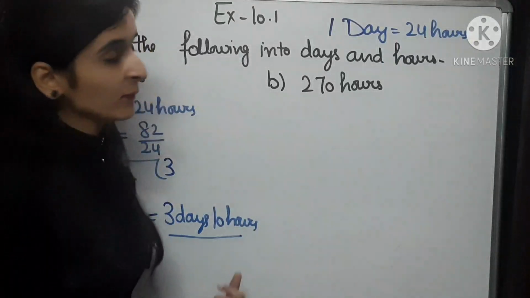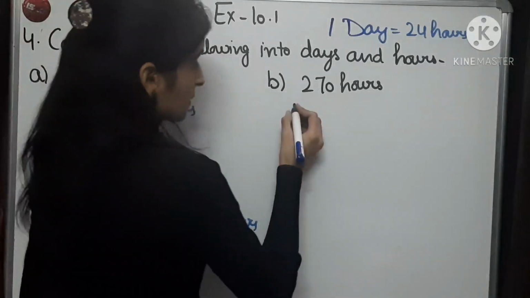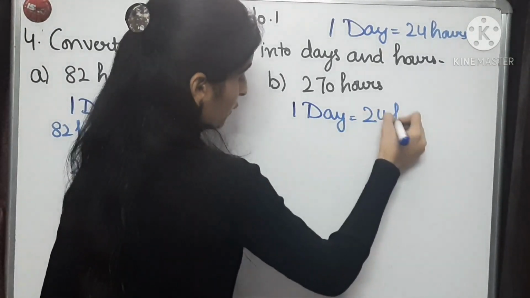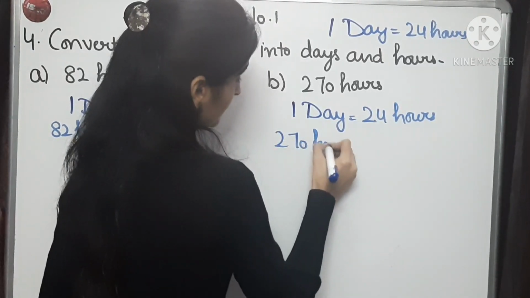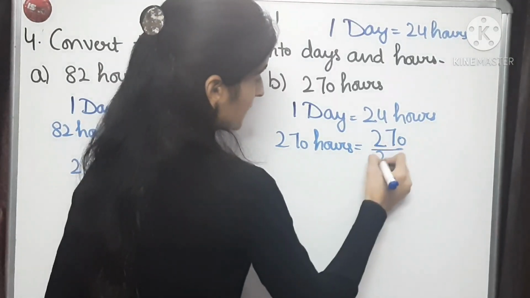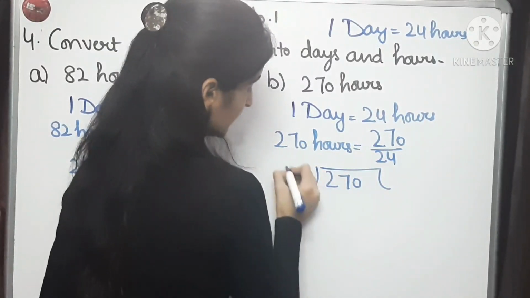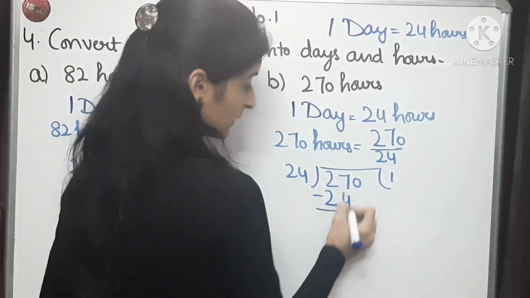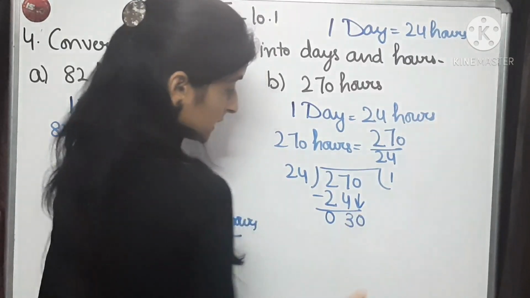The method is same. We have to divide this 270 by 24. So if one day is equal to 24 hours, then 270 hours will be equal to 270 divided by 24. So let us divide this 270 by 24. 24 ones are 24. 7 minus 4 is 3. 2 minus 2 is 0. And here we have this.